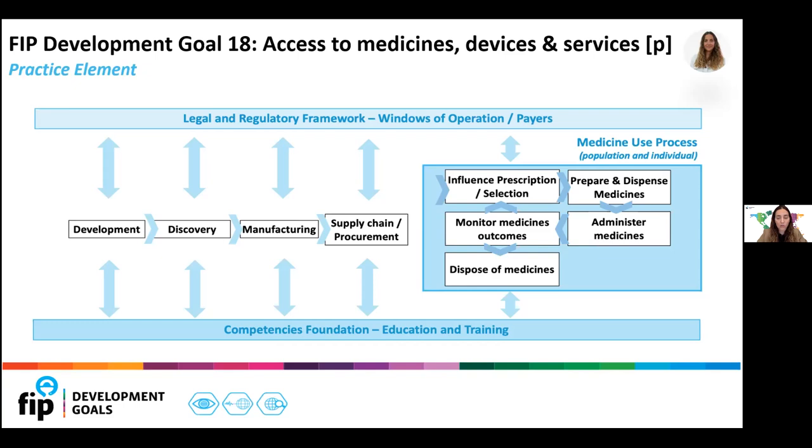Obviously, this chain where different individual pharmacists are involved is closely linked to and interacts with the legal and regulatory framework. And we have quite a lot of pharmacists working in regulatory in order to ensure the necessary assessment and evaluation of medicines before they are approved to enter the market, and also the pharmacovigilance that has to follow their entry into the market.